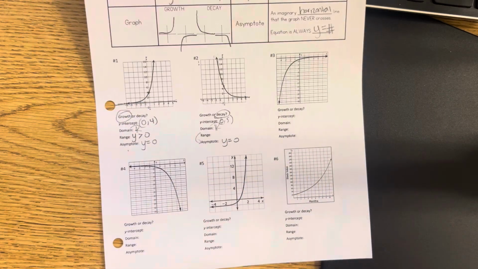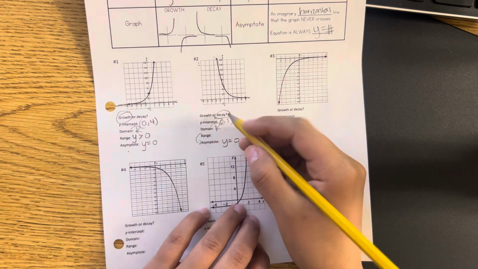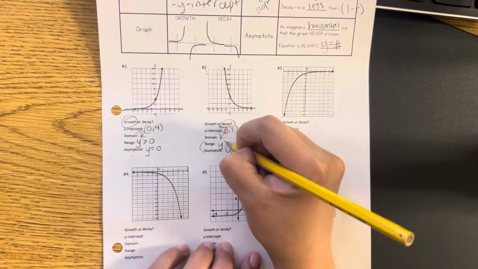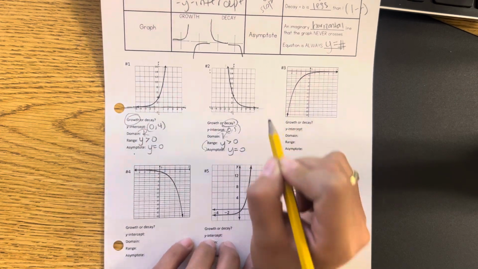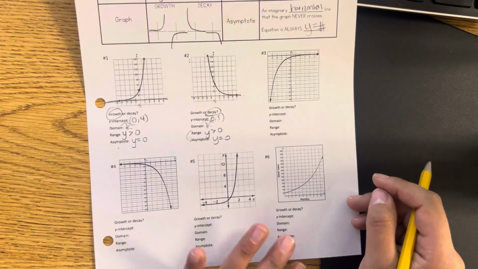And most of the time it's y equals 0. We'll talk about where it's not, okay? And then the range is above 0, so y is greater than 0. Not equal to, because even though it looks like it touches 0, it doesn't. It's just one of those that's kind of deceptive.